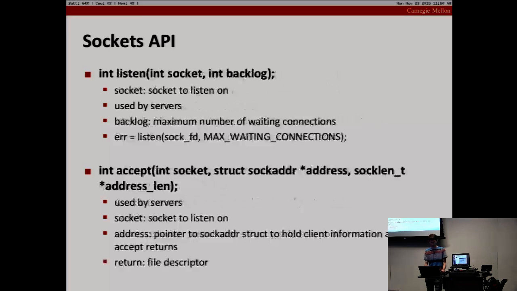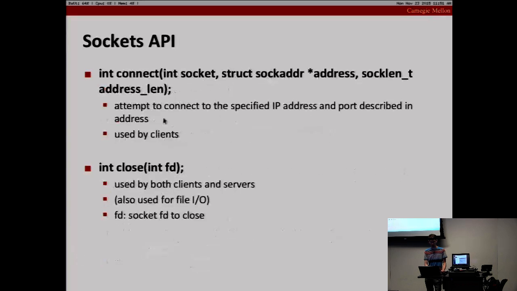We've got listen. This, again, is just used by the servers, and it lets us actually listen on a connection. We have this backlog parameter, which lets you say how many connections you're going to queue up to wait. And then accept. Accept is used by servers, and that's how you accept a connection on a socket. Connect is the complement to accept, so the client uses connect and then the server accepts it. The client attempts to connect to this address.